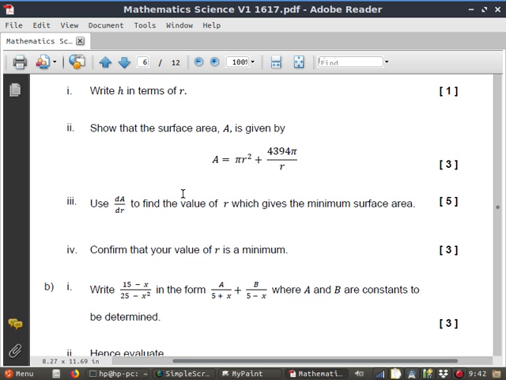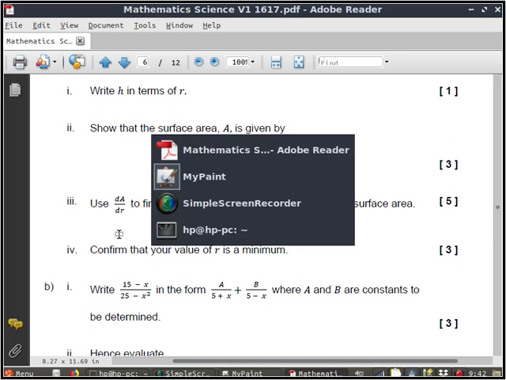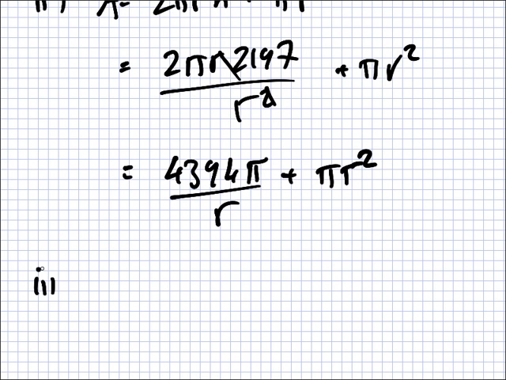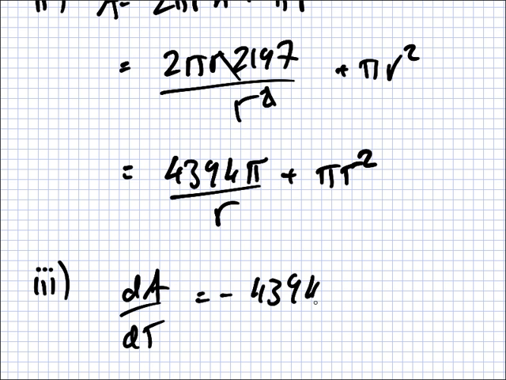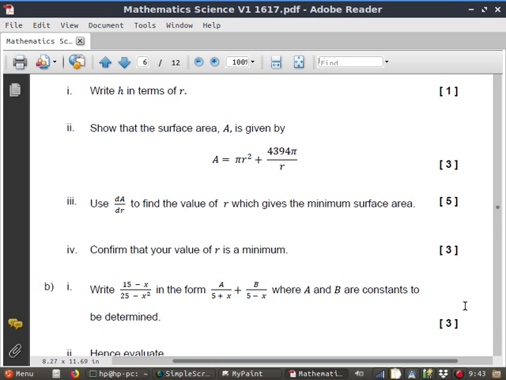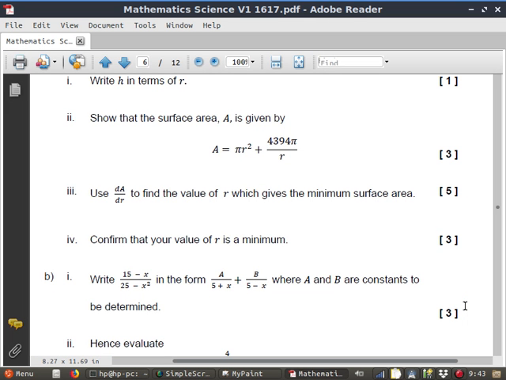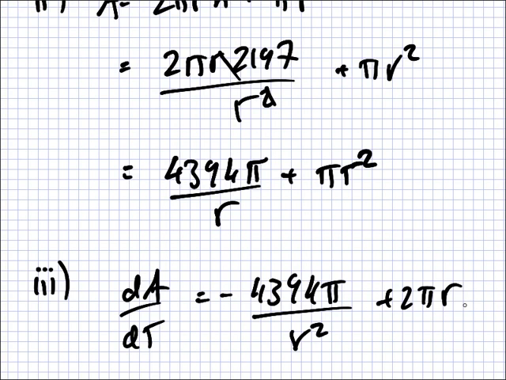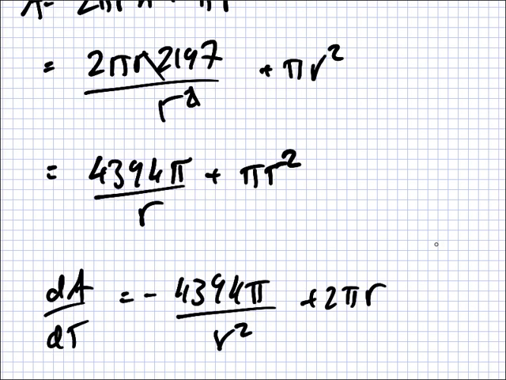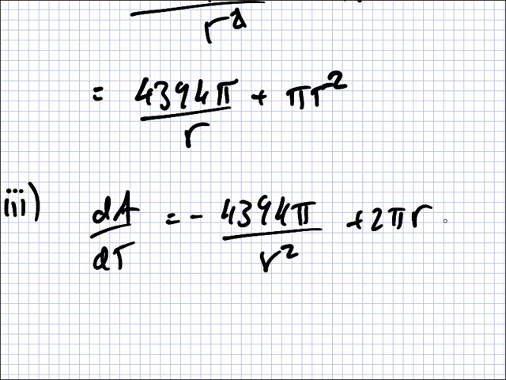That one's okay? Right. Get dA/dr. So dA/dr would equal minus 4394 pi over r squared plus 2 pi r. Next is to find the r which gives the minimum. So I need to make this equal to 0.